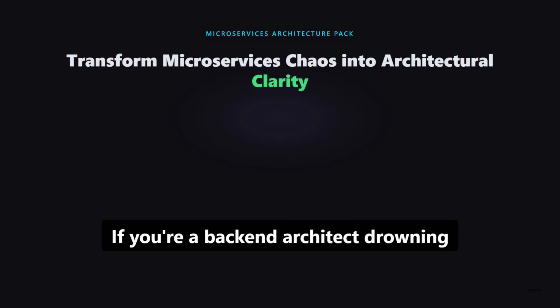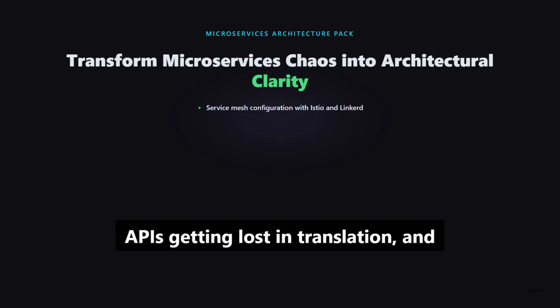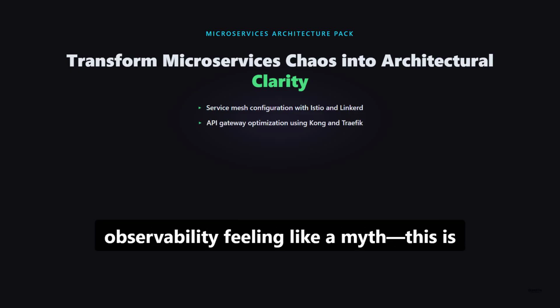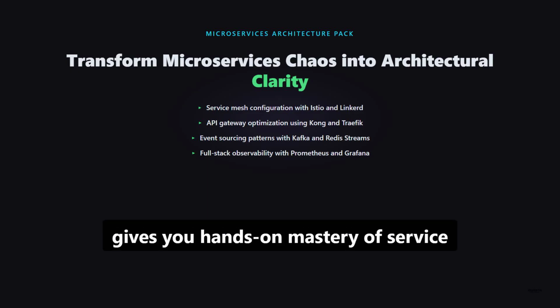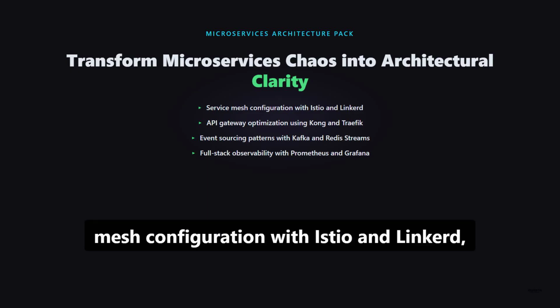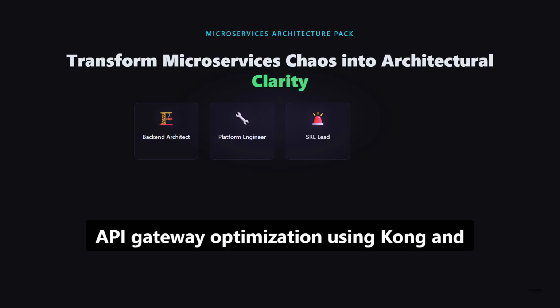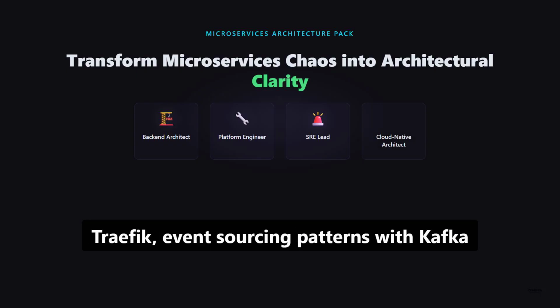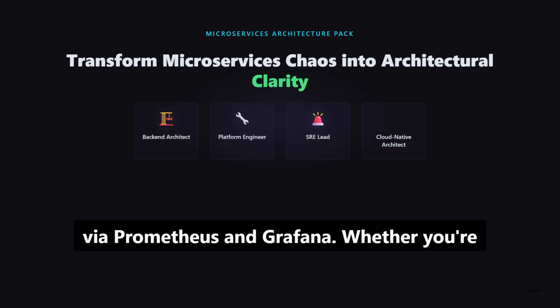If you're a backend architect drowning in distributed system chaos, services failing silently, APIs getting lost in translation, and observability feeling like a myth, this is your lifeline. The Microservices Architecture Pack gives you hands on mastery of service mesh configuration with Istio and Linkerd, API gateway optimization using Kong and Traefik, event sourcing patterns with Kafka and Redis streams, and full stack observability via Prometheus and Grafana.